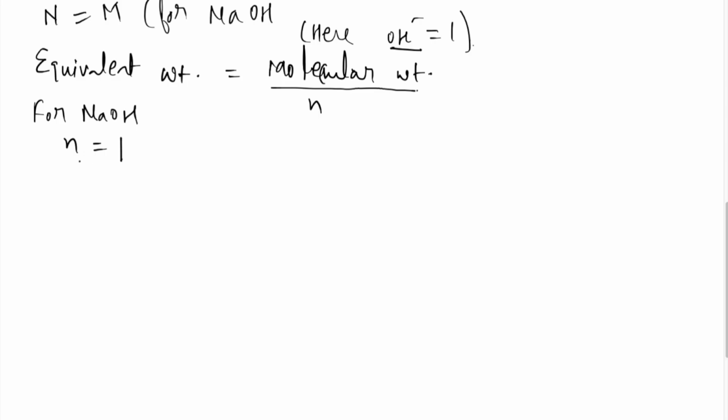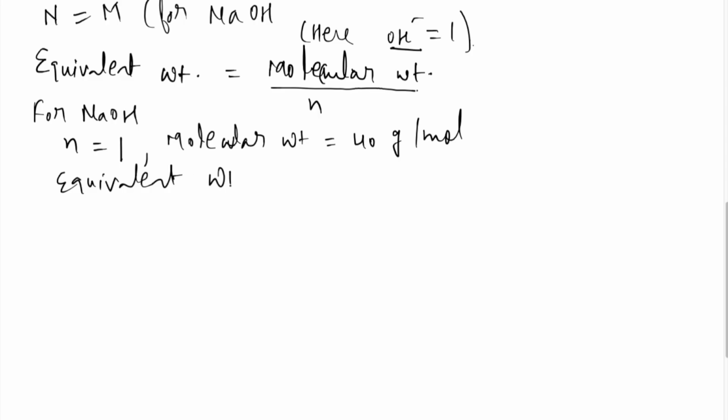So this is very important to remember. And I'll make another detailed video for this particular concept, how to find the N factor. Okay, so the molecular weight of NaOH is 40 grams per mole. Therefore, the equivalent weight is 40 divided by 1.